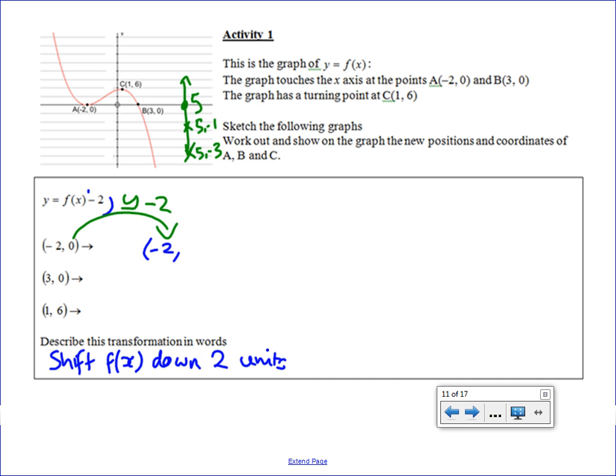So x stays the same. So then that's minus 2 there. X stays the same. X stays the same. And then 6 minus 2 is 4. Excellent. Okay, and now you can do a little sketch of the graph.